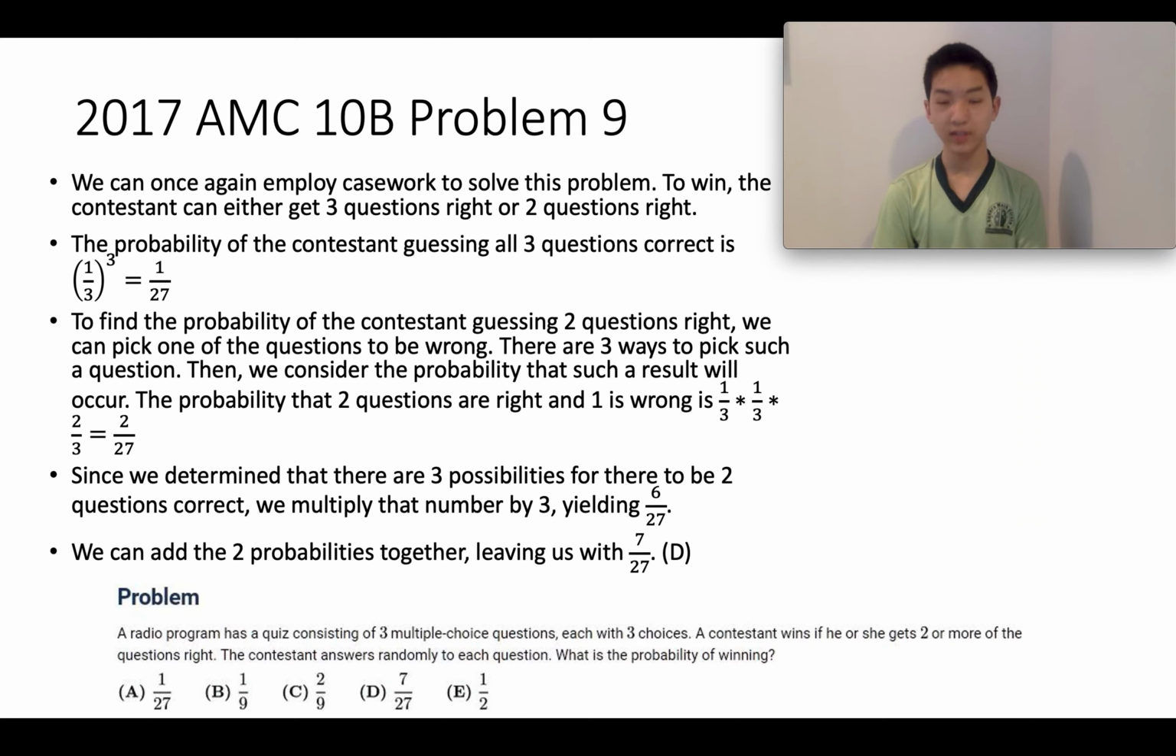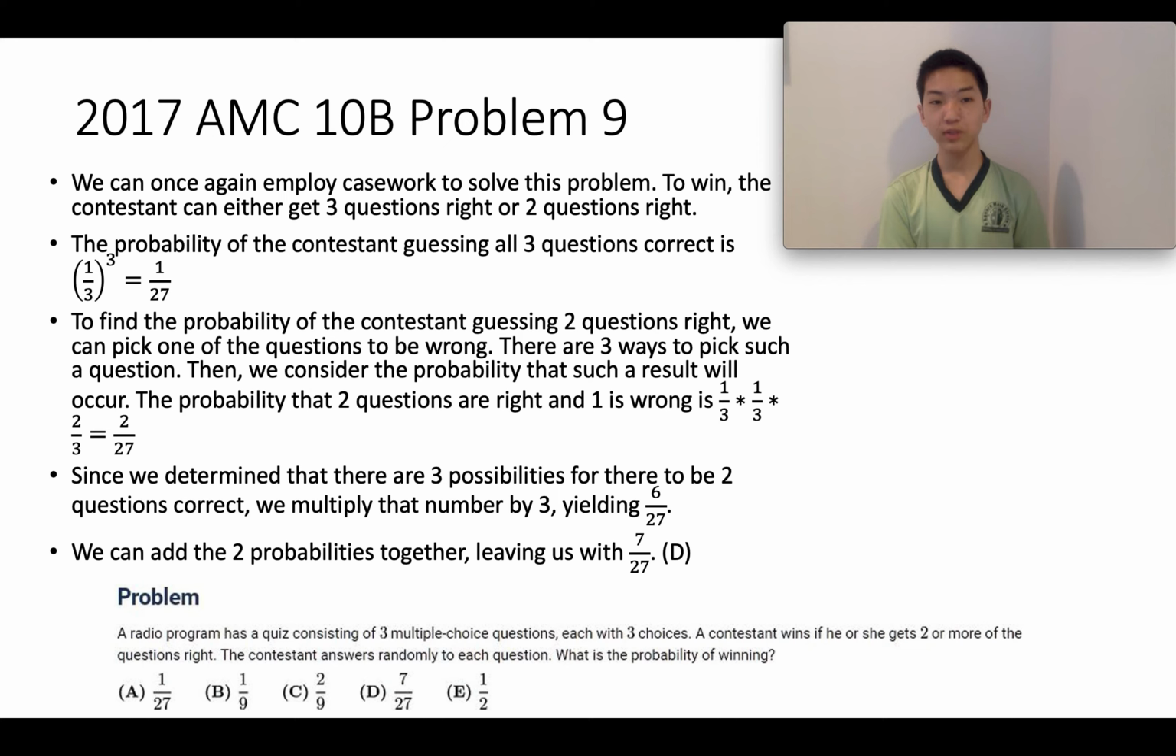Now the probability of the contestant guessing all 3 questions correct is 1/3 to the 3rd power, which is equal to 1 over 27. The reason is that the probability of getting 1 question correct is 1/3, because there are 3 choices for each question with 1 of them correct, and the contestant is choosing randomly. So there's a 1/3 chance that he happens to choose the right answer. And then there are 3 questions, so we can multiply them all by each other. So then we get 1 over 27.